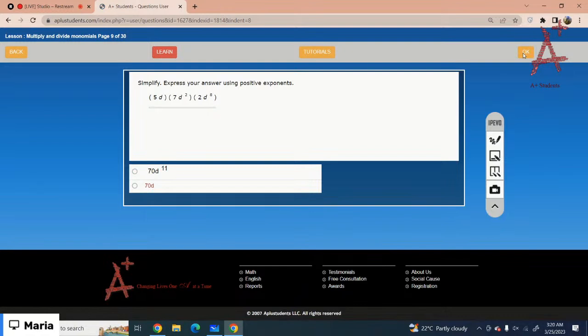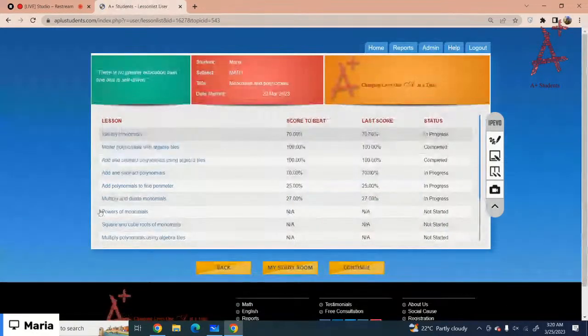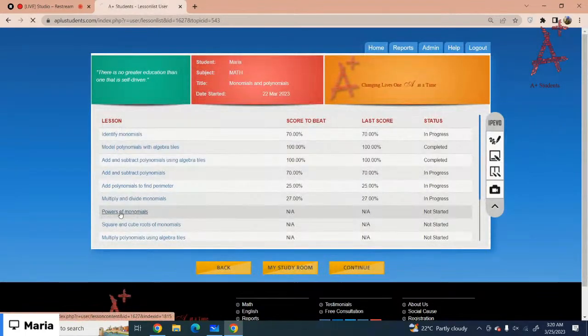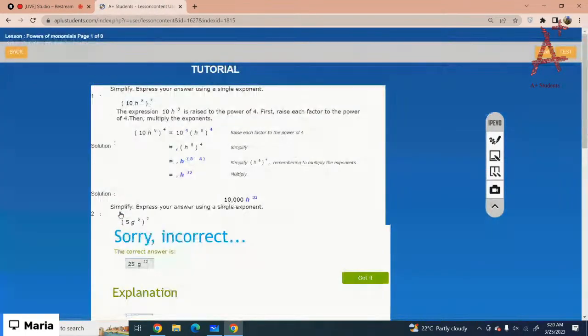Okay, you can complete the test by yourself later today. Let me just move on to the next lesson. The next lesson is powers of polynomials. Let's just start with the powers of monomials. Simplify, express your answer using a single exponent.